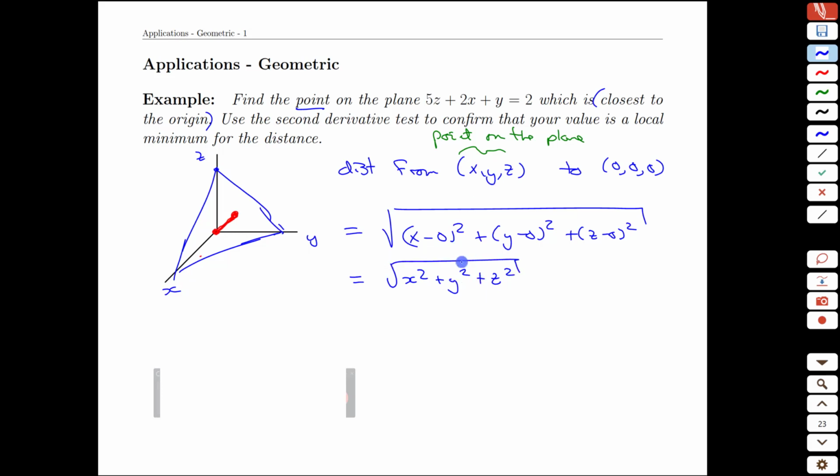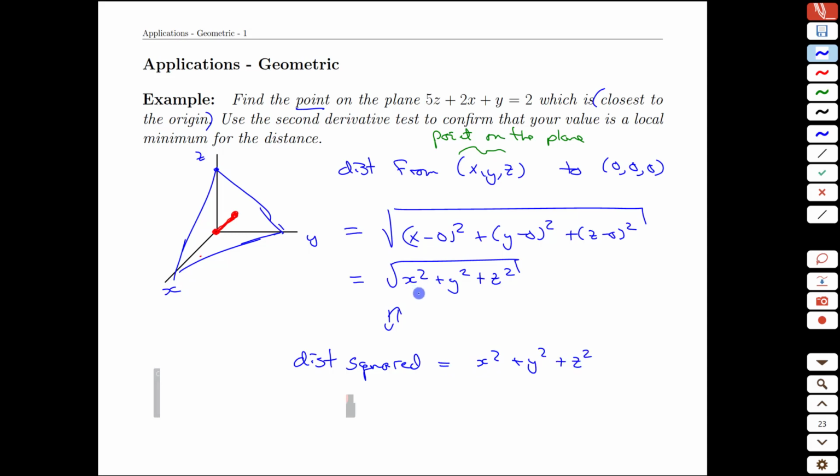So what we'd like to do is optimize this, take its derivatives, set them equal to 0, and so on. However, we can see immediately there's going to be some messy stuff happening because of the square root. If we take a derivative of this, we're going to have chain rule stuff all over the place. What we'd like to do is work with something a little bit simpler. And we can do that looking at the distance squared.